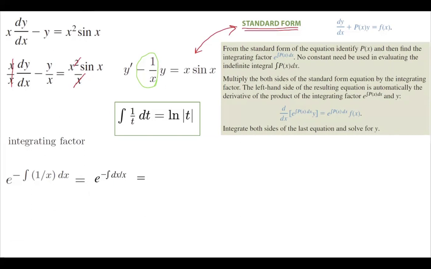So e to the negative power integral dx over x can be written as e to the power negative ln of x, assuming that x is positive. So we can restrict the domain to have more flexibility and get rid of the absolute value sign, which in turn is equal to e to the power ln of x to the power negative 1. E and ln, they get cancelled out. So you end up with x to the power negative 1, or 1 over x.